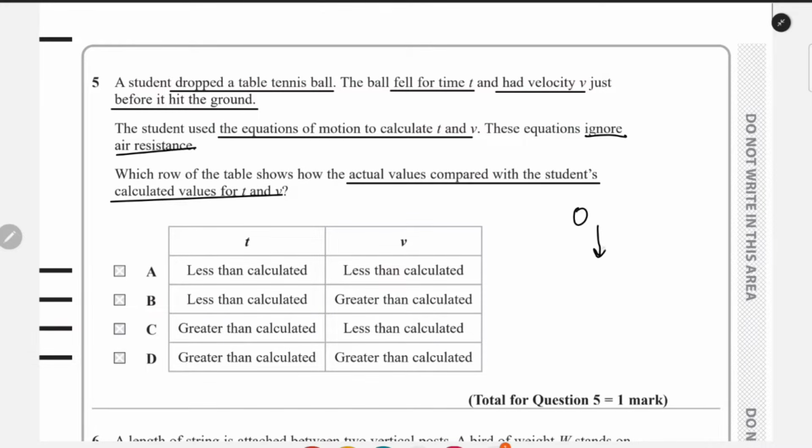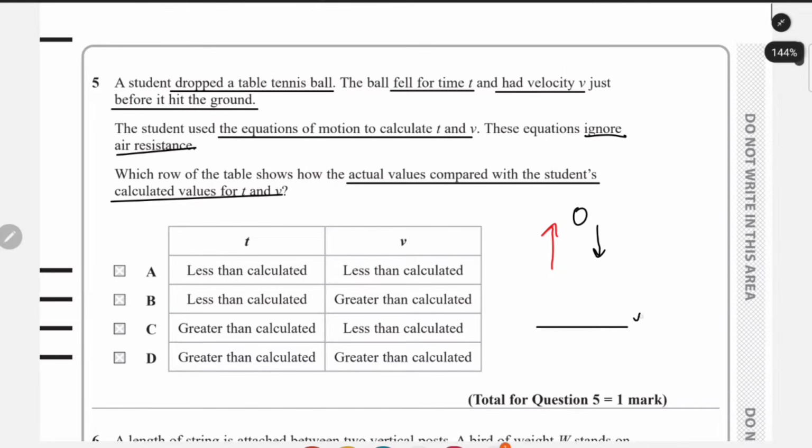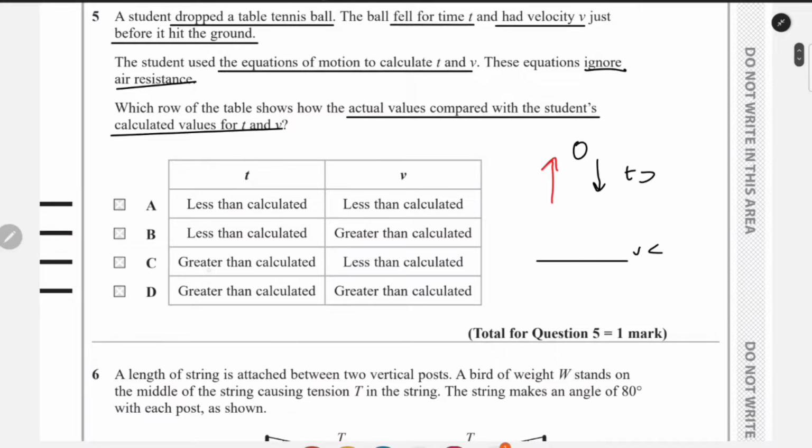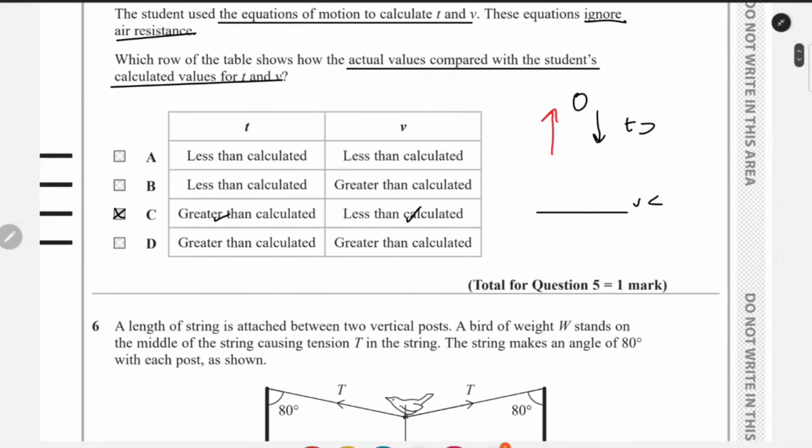So they're dropping the ball over here. So resistance to motion would be upwards. So the final velocity will be less than what we calculated, and the time will be more than what we calculated. So time is greater than calculated and velocity less than calculated. The time will be greater because the ball will fall slower, and the velocity will be less at the bottom because the resultant downward force on the ball throughout the journey is less than what we calculated.